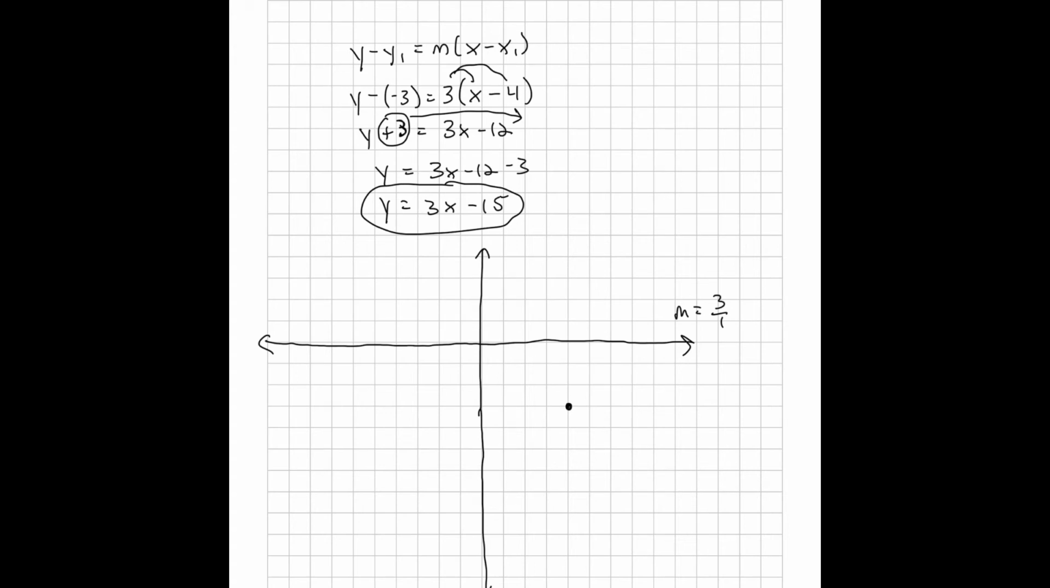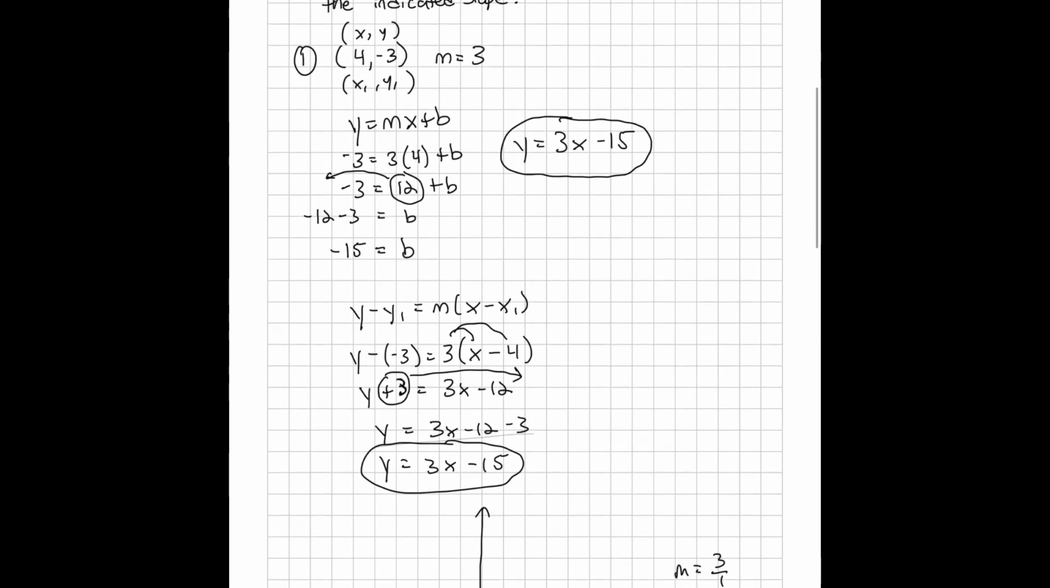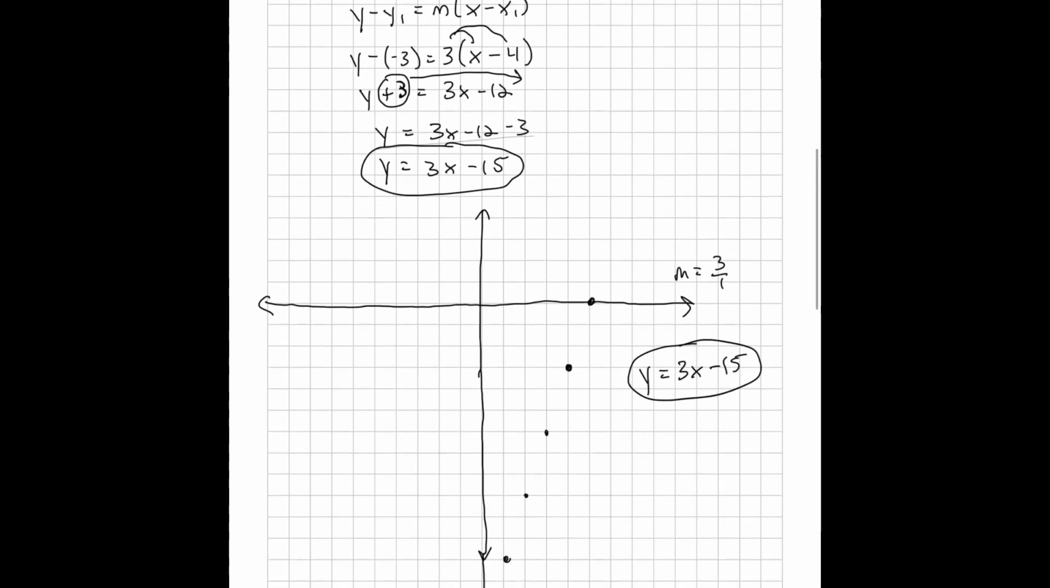So you could go up 3 and right 1, or I need to figure out where this thing crosses the y-axis, or the y-intercept, so I can go down 3 and left 1, down 3, left 1, down 3, left 1, down 3, left 1. That will be where it crosses, right there. That's the y-intercept, which is -15. So y equals 3x minus 15. So that's the third way to do it. You can do slope-intercept form, you can do point slope, or you can graph it.